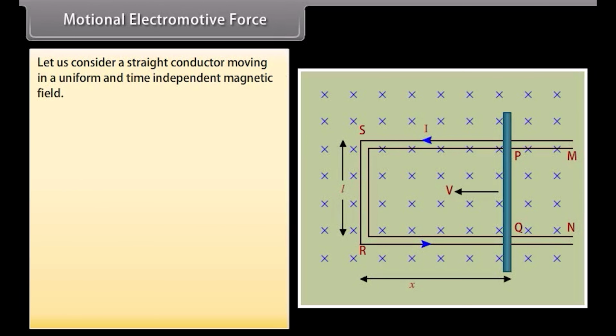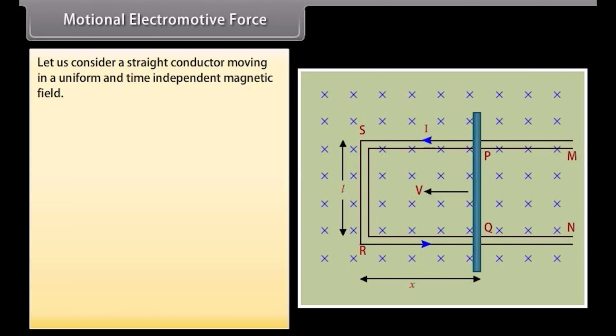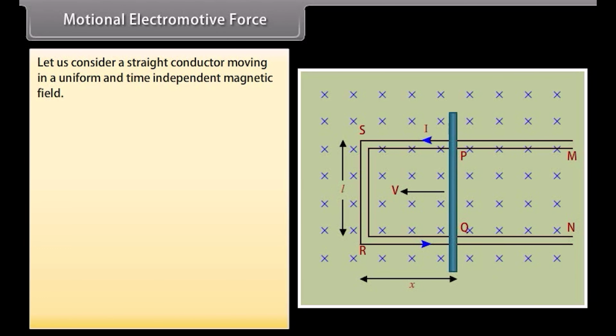Motional electromotive force. Let us consider a straight conductor moving in a uniform and time-independent magnetic field. Let a rectangular conductor PQRS in which the conductor PQ is free to move. The rod PQ is moved with a constant velocity v. It is placed in a uniform magnetic field B which is perpendicular to the plane of this system.